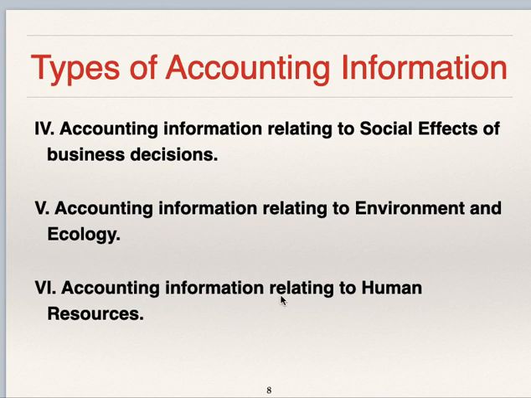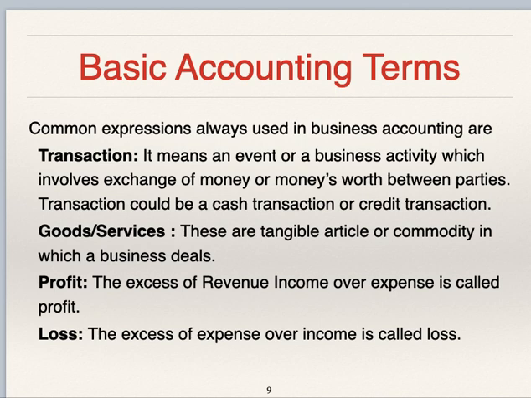Accounting information relating to human resources. Human resources are employees of the organization. So accounting information is nothing but what is the cost of recruitment, training, bonus paid to various workers, etc. So these are various types of accounting information.